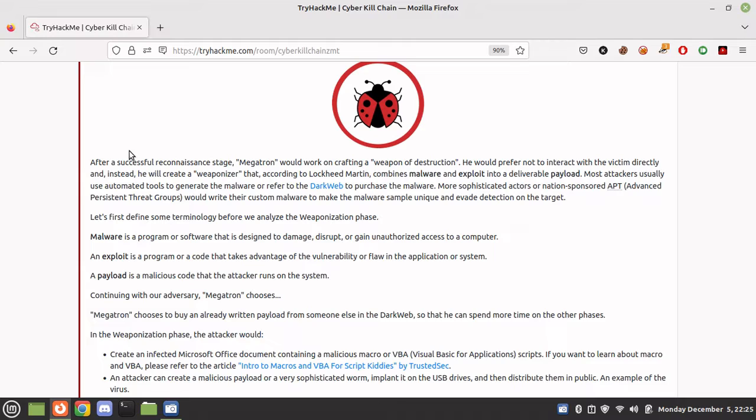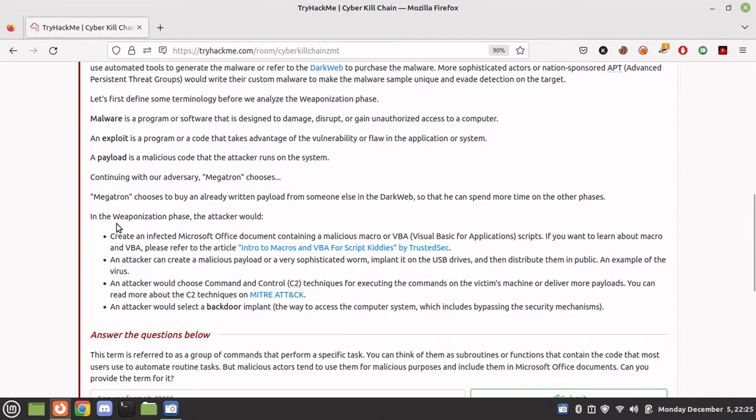Continuing with our adversary, Megatron chooses to buy an already written payload from someone else on the dark web so he can spend more time on the other phases. So basically, you can create your own, or you can just buy from the dark web or pick up from anywhere. So, in weaponization, the attacker would create an infected Microsoft Office Word document, malicious macro, Visual Basic application.